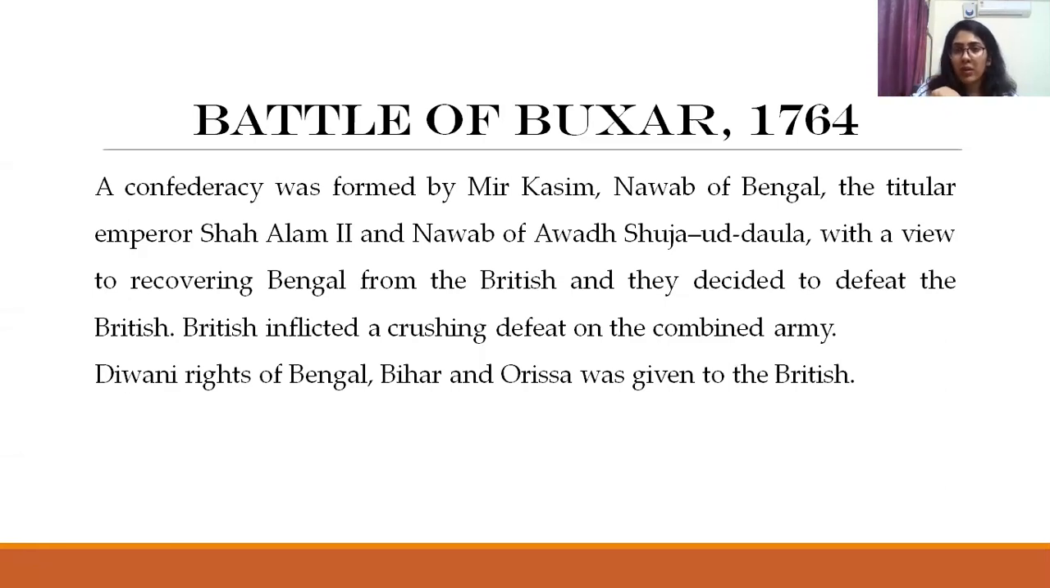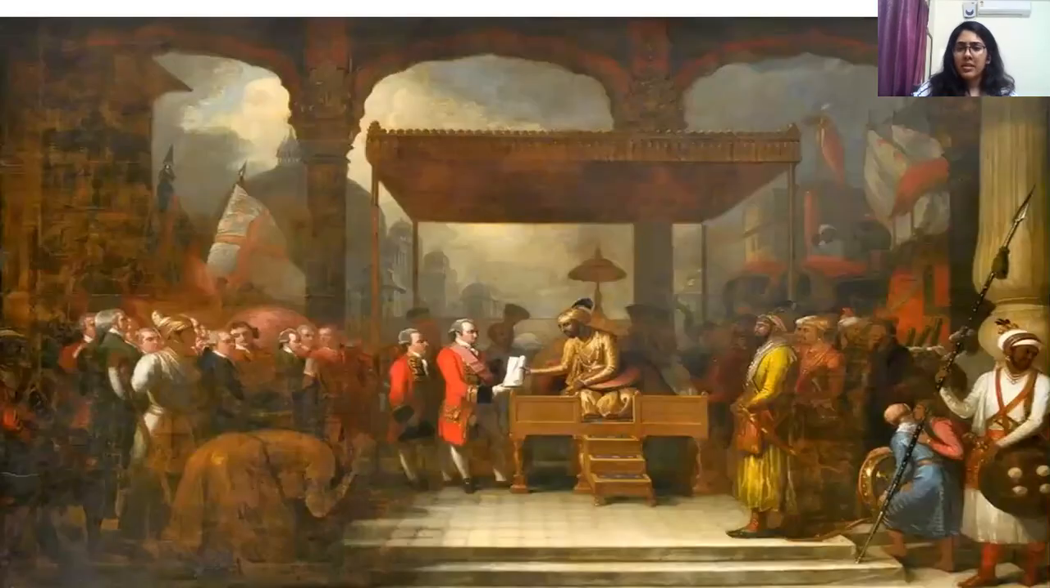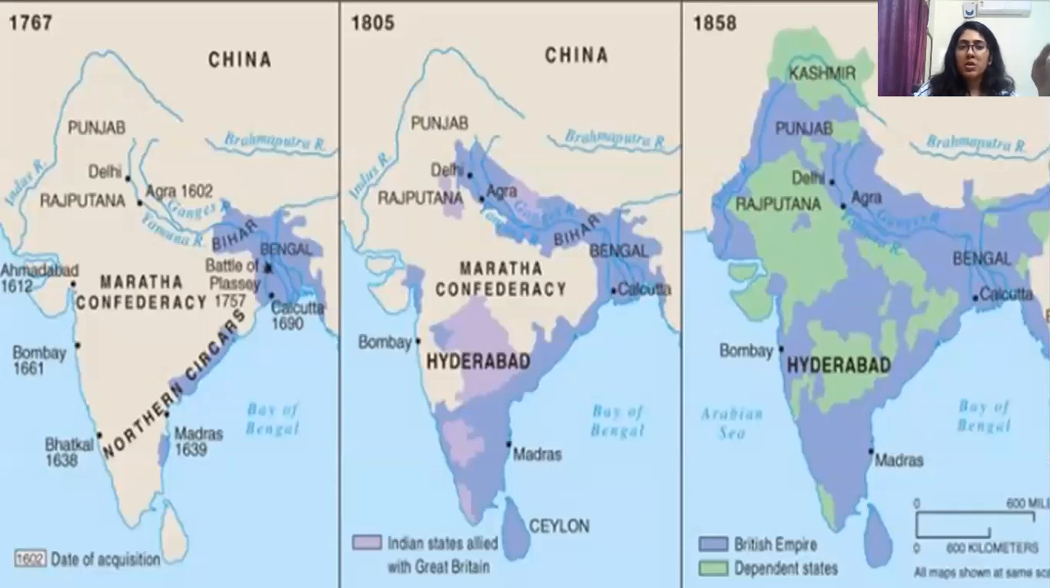And through this battle, Diwani rights of Bengal, Bihar, and Orissa were given to the Britishers. Diwani rights is like the rights of the land, that is to collect the money from various land. It's kind of a land revenue. So yeah, this is another picture from the Battle of Buxar. This is the map which tells you which area was held in which time period, that is 1767, then 1805, 1858.